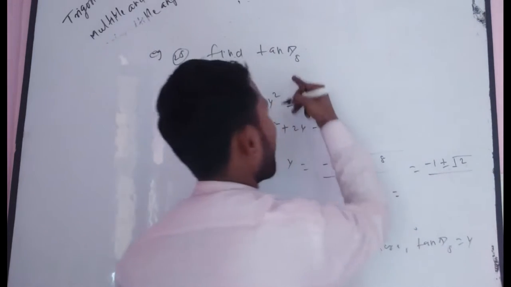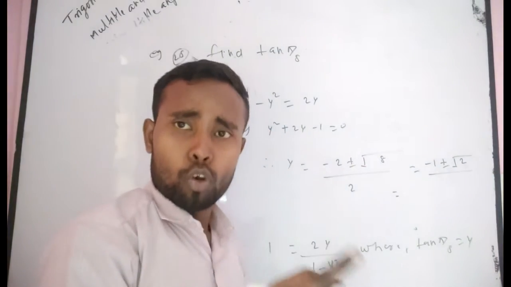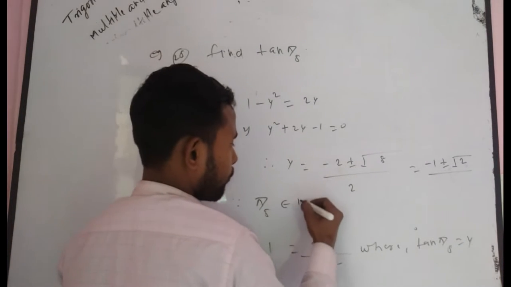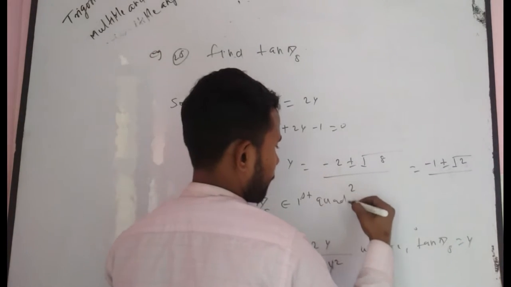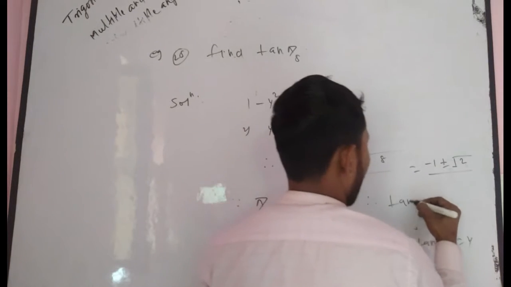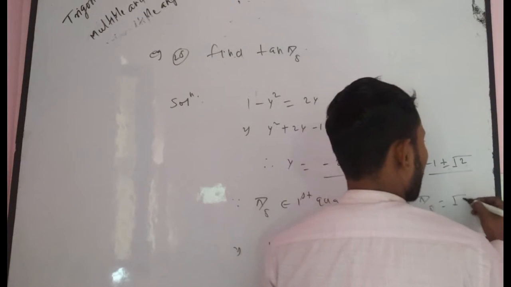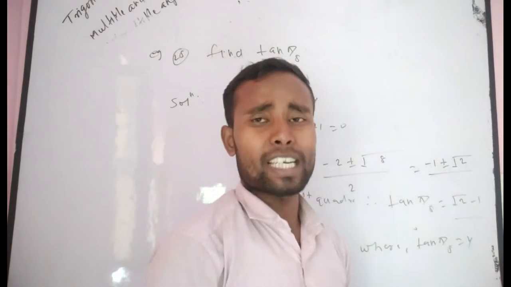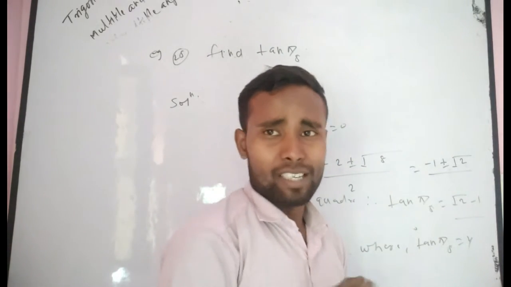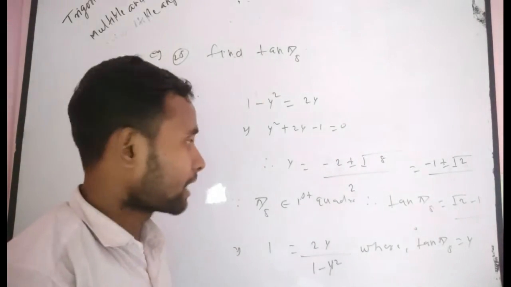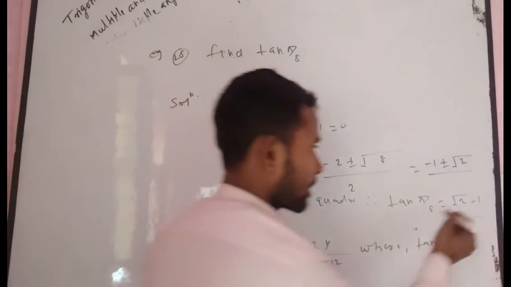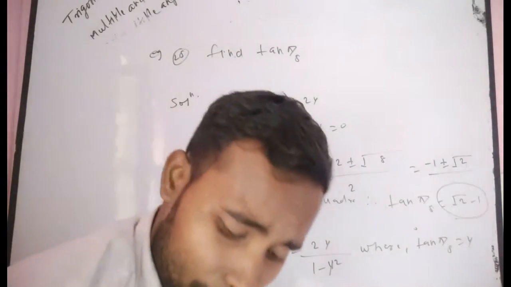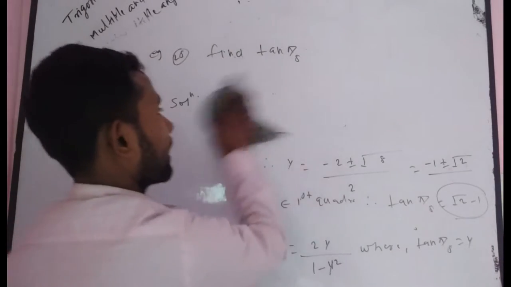And as you know that pi by 8 lies in the first quadrant, so tan pi by 8 is equal to root 2 minus 1, because if you take minus 1 minus root 2, then it becomes negative. As you know, theta lies in the first quadrant, in which tan doesn't become negative, so you get tan pi by 8 is equal to root 2 minus 1. This is the simple way by which you can get your correct answer.